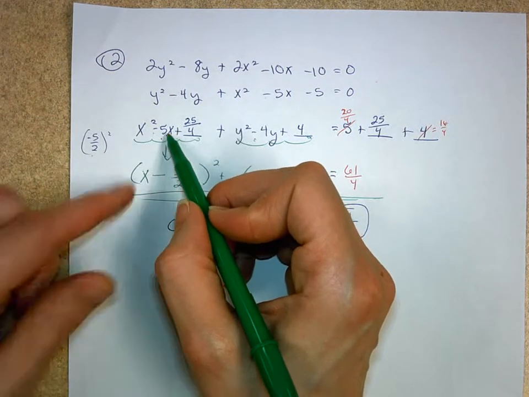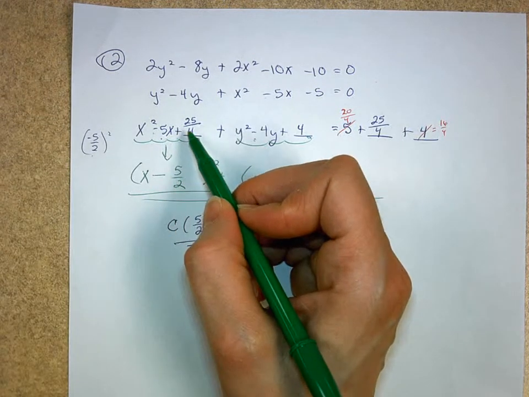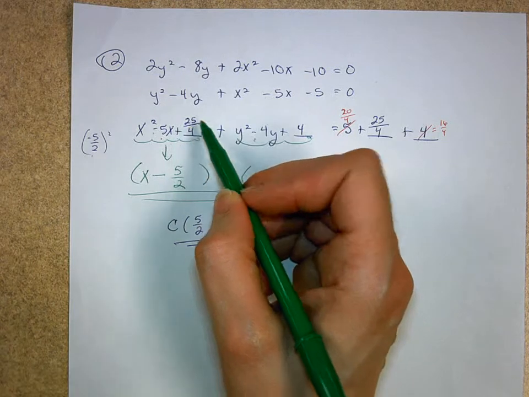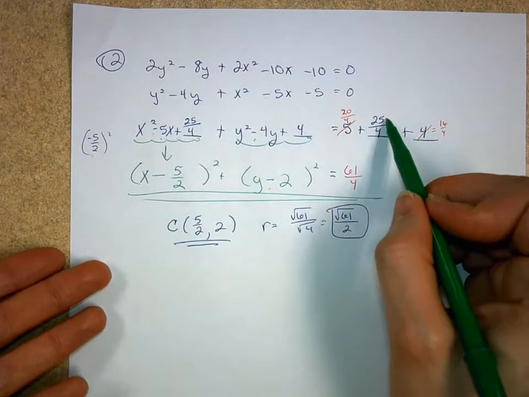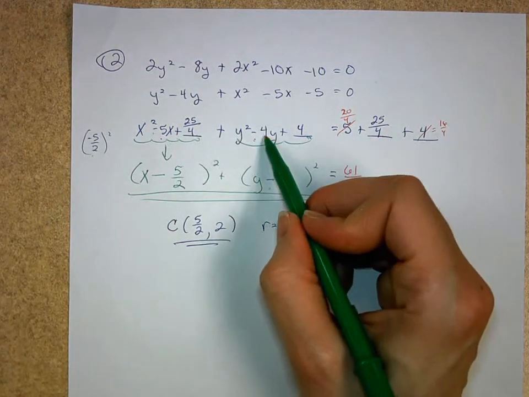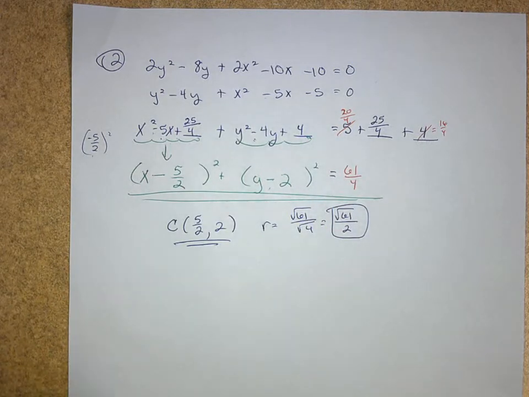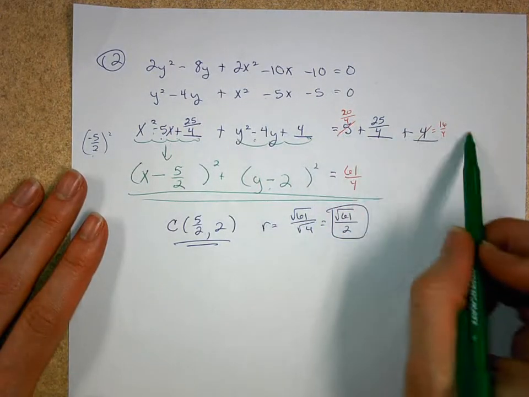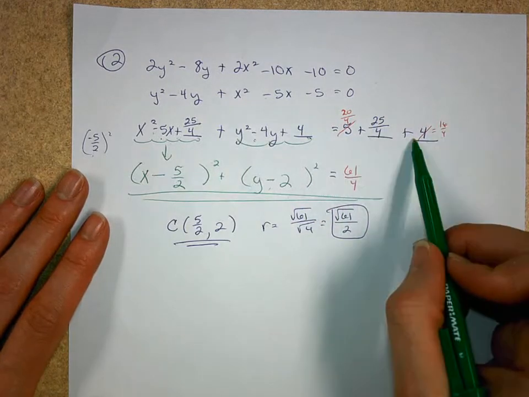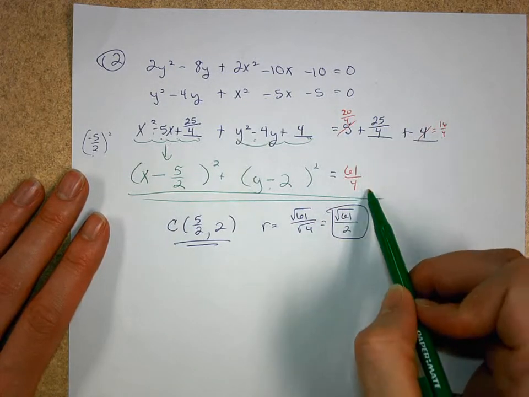And yes, you're going to get a fraction, because if I divide negative 5 by 2, that's a negative 5 over 2. And my square, I get a positive 25 over 4. So that's where I got my 25 over 4. Here, negative 4 divided by 2 is negative 2, and squared is 4. So then I go and I get a common denominator, and so I got 61 over 4.